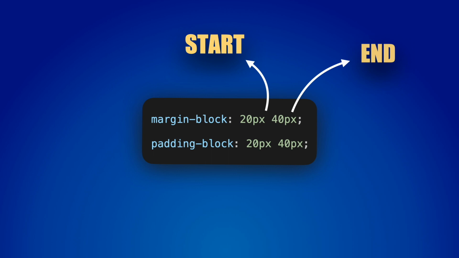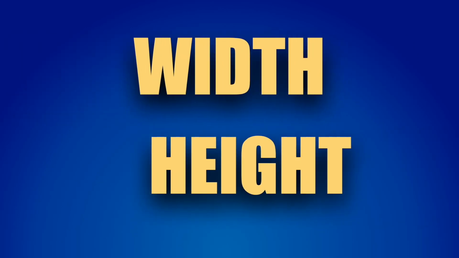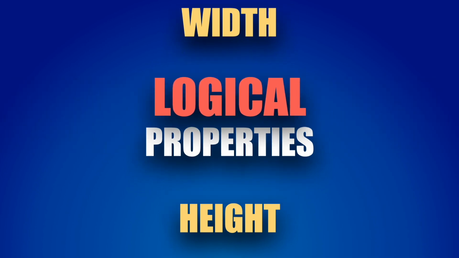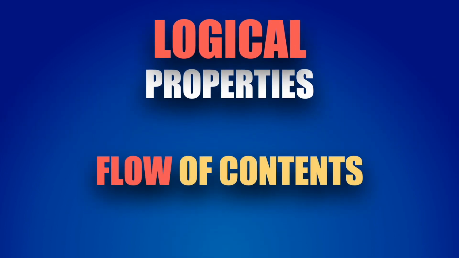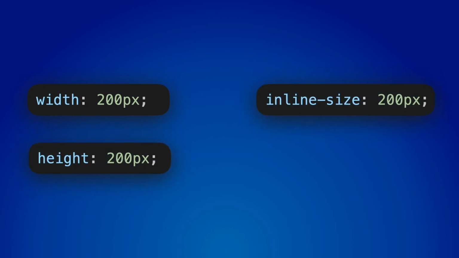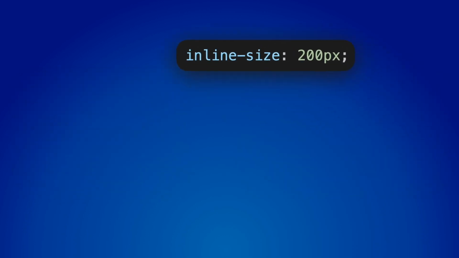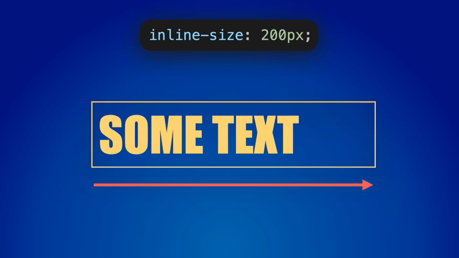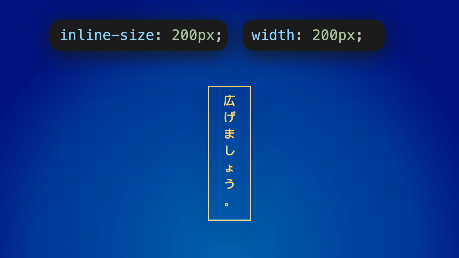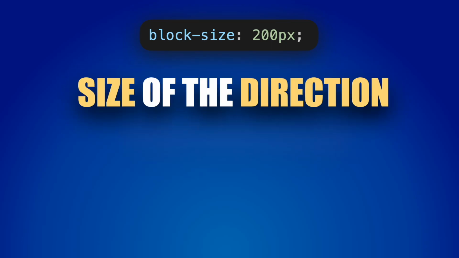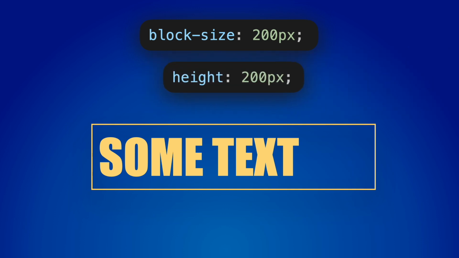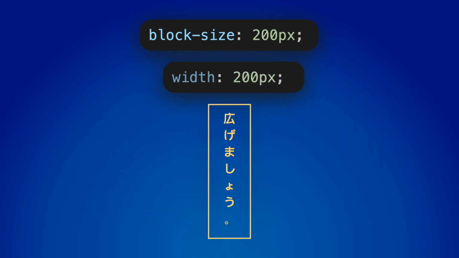Not scary, huh? The next change we'll need to make to our code is for width and height, which, hopefully it struck you, are physical properties. For logical properties, we want to style based on the flow of contents. Thus, instead of using width and height, we use inline-size and block size. Inline-size targets the size of the direction the content flows in. For English, which flows horizontally, this will be the same as width. But for Japanese, which flows vertically, this will be the same as height. And block size targets the size of the direction perpendicular to the flow of content. For English, this will be the same as height. But for Japanese, this would correlate to width.